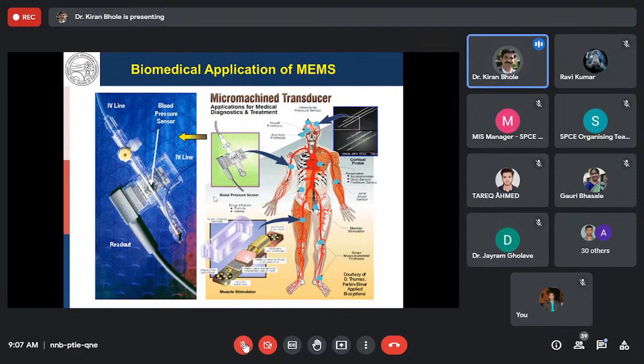MEMS in biomedical applications also have plenty of areas in which they are working. We have the joint angle stimulator, the bladder stimulator, a lot of prostheses, then the blood pressure sensor for pacemakers and all.